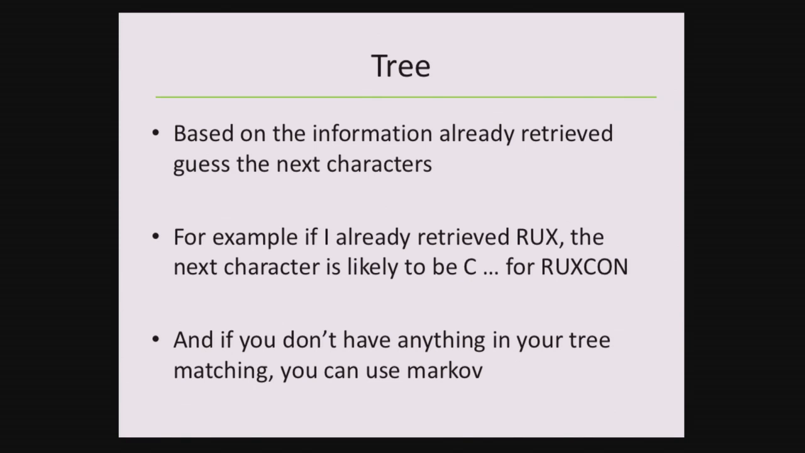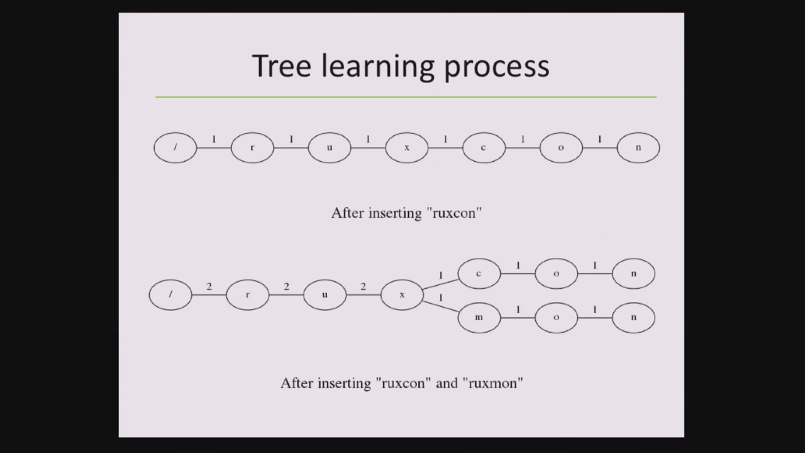So what you can do as well, either by learning from the same dictionary or when you're retrieving information, is build a tree of all the words you're using. Instead of with Markov, where you just say, I got that letter, what the next one is likely to be, with that you will say, I got all these letters. I got, for example, RUX. What's the next letter likely to be? And here it's a C because it's Ruxcon. And that works heaps better.